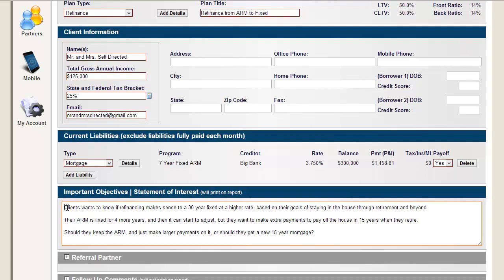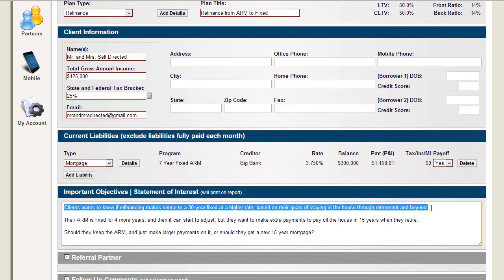The client wants to know if refinancing makes sense compared to a 30-year fix at a higher rate based on their goal of staying in the house through retirement and beyond. So they're going to be there a longer time period. But again, this is where these cases become challenging. They have a 30-year fixed that we're thinking about going to, but they're going to be in the house for a long period of time. They know their ARM has only got 4 more years before it starts to adjust. But they were thinking about making extra payments just to pay the house off in 15 years.